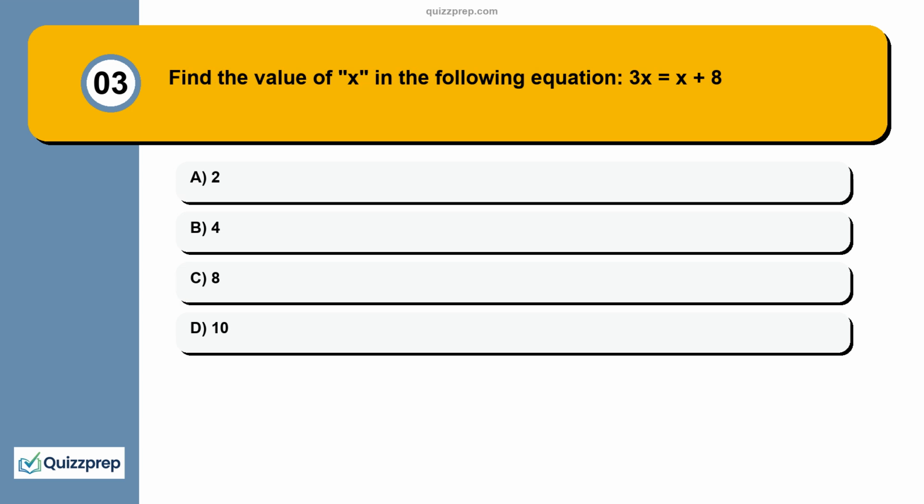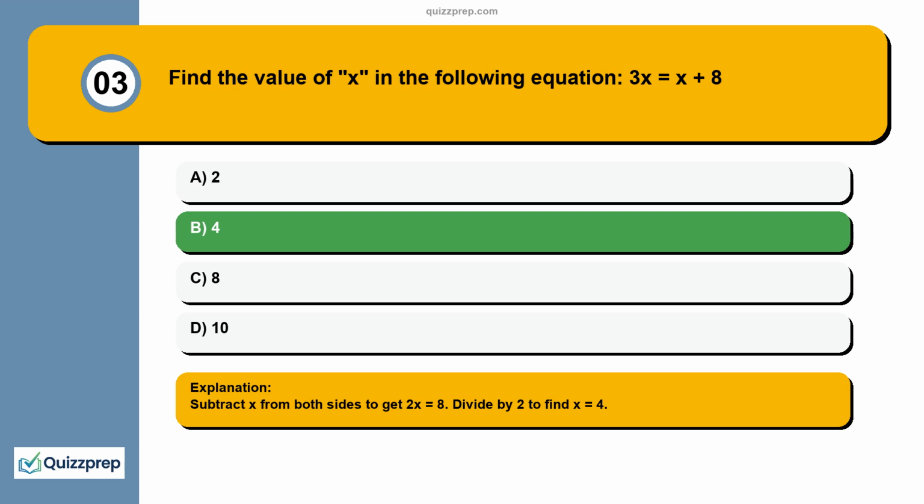Question 3. Find the value of x in the following equation: 3x equals x plus 8. 2, 4, 8, 10. Subtract x from both sides to get 2x equals 8. Divide by 2 to find x equals 4.